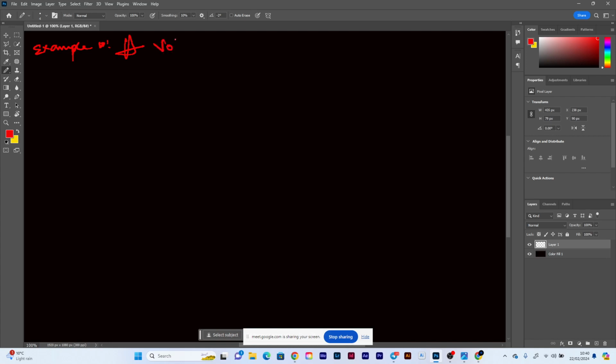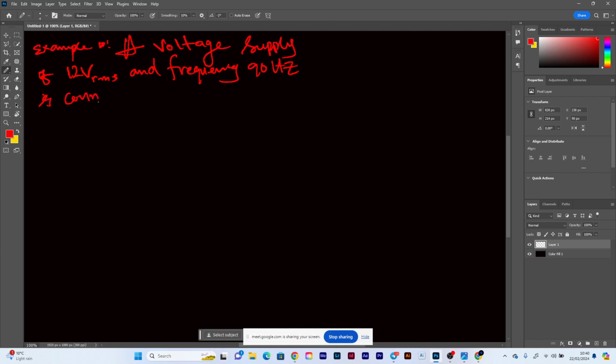So the question says a voltage supply of 12 volts root mean square and frequency 90 hertz is connected to a 4 ohm resistor.